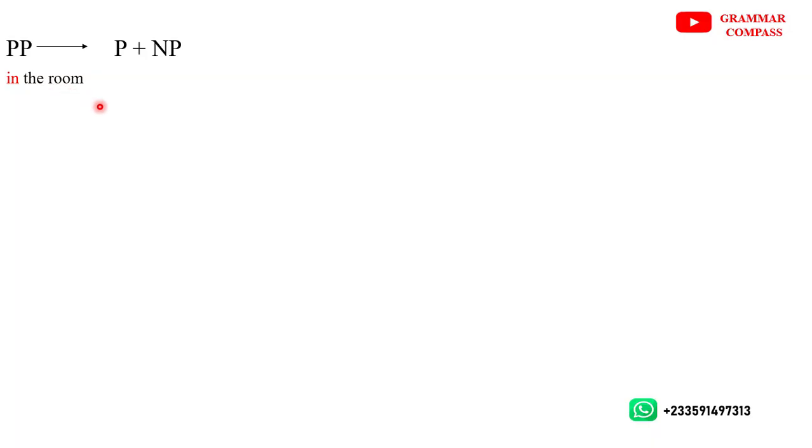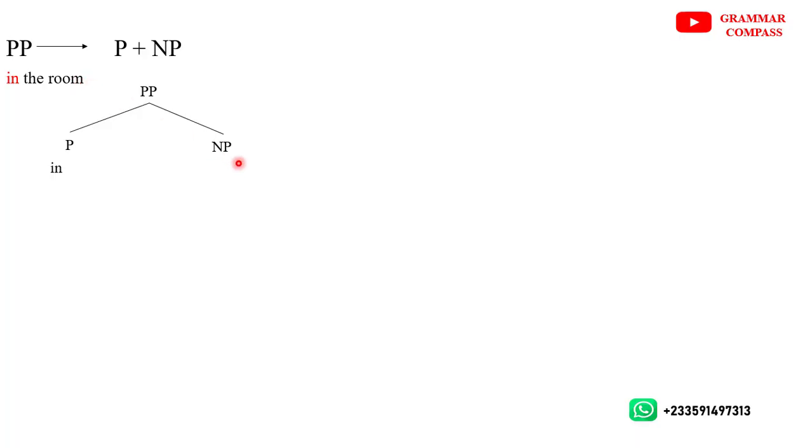Let us draw a tree for this prepositional phrase. What is the largest constituent? It is a prepositional phrase, so you will write PP. This PP consists of a P, a preposition, which is in. The prepositional phrase consists of the preposition in and then the noun phrase. What is the noun phrase?